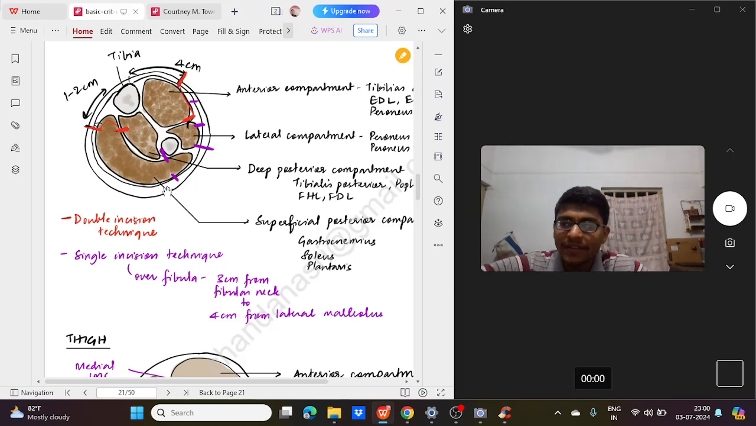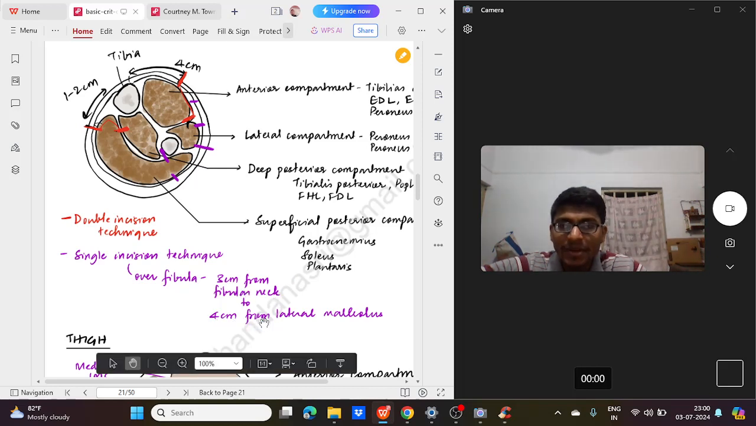And then we have a single incision technique, where we see the purple colored incision, where we are opening each compartment. In this single incision technique, which we will be giving over the fibula, it will be 3 cm from the fibular neck up to 4 cm from the lateral malleolus.